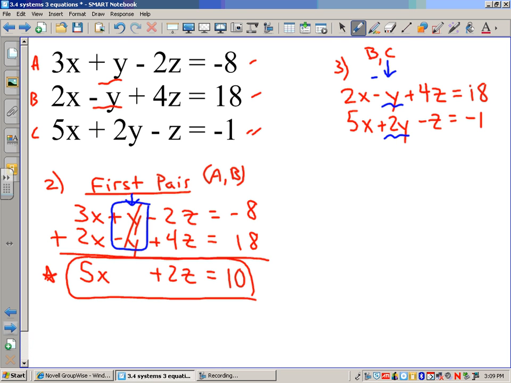They're not opposite. So what would I need to multiply to make opposites? Well, I could multiply the top one by 2 so that I have a -2 and a +2. So I'm going to multiply the top by 2. 4x minus 2y plus 8z equals 36. Keep the bottom one the same.